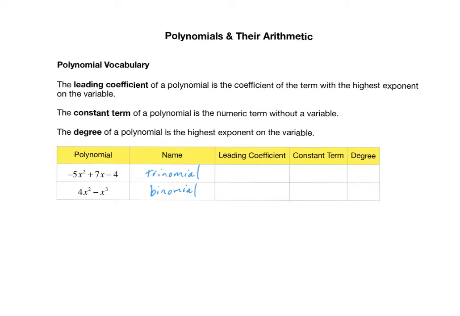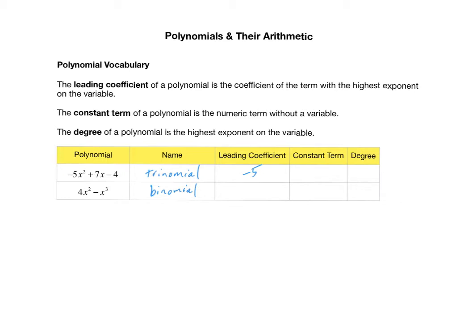Let's now look at the leading coefficient of each of these. Again, the leading coefficient is the coefficient of the term with the highest exponent on the variable. Notice this term has the highest exponent on the variable, specifically this 2. So the leading coefficient is the coefficient of that term, which is -5. Leading coefficient does not always mean that number will be out front.